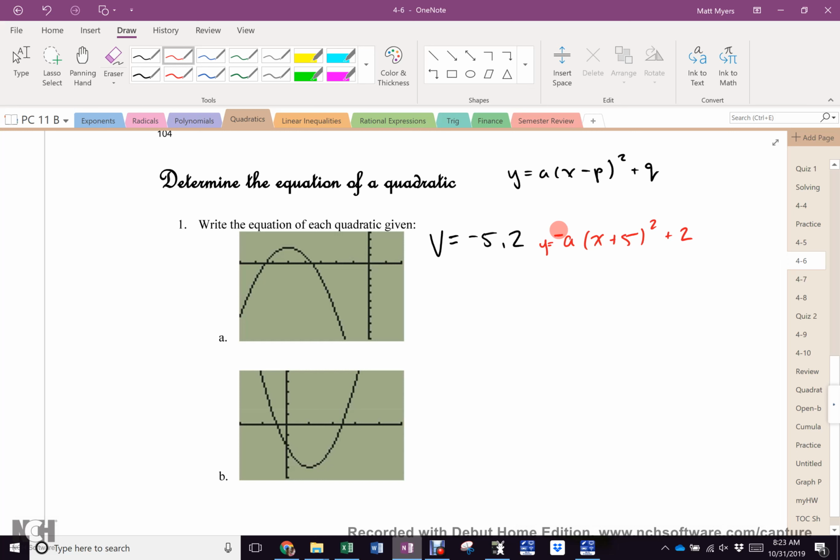We could isolate A, but if we were going to isolate A, we would need an X and a Y, wouldn't we? Do we have an X and a Y? What are they? That's an X and a Y, and it's -5 and 2, right? So what will happen if we put those in there?